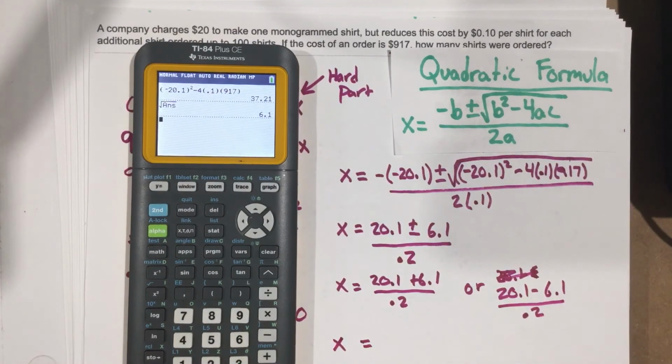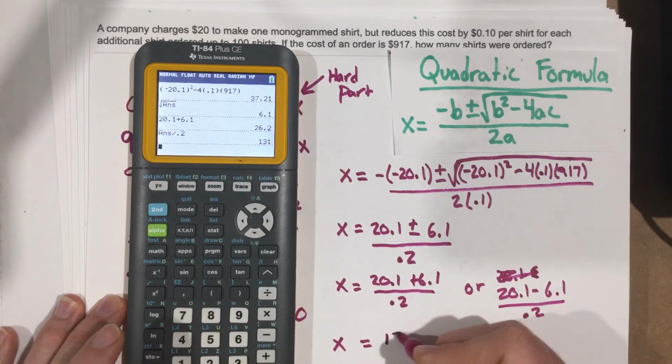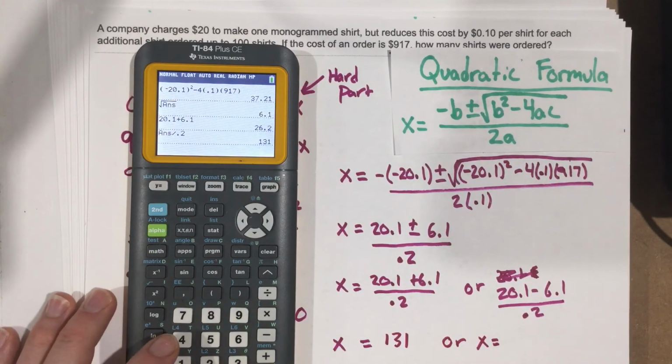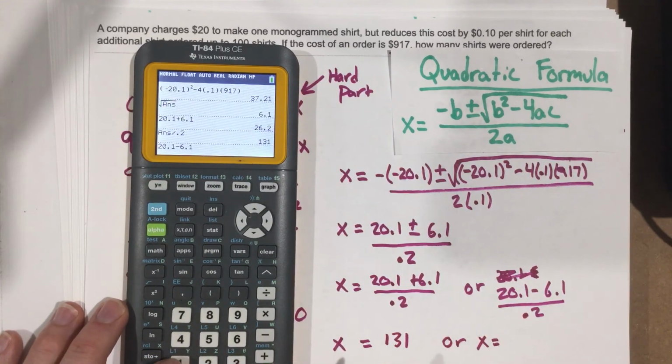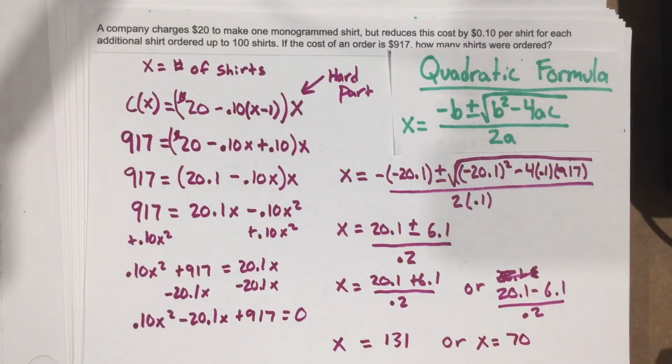So what does x equal? Well, x could equal 20.1 plus 6.1 divided by 0.2, which is 131. Meaning the number of shirts could be 131. Or x can equal 20.1 minus 6.1 divided by 0.2, which is 70. So I got two options. Either it was 131 shirts or 70 shirts.